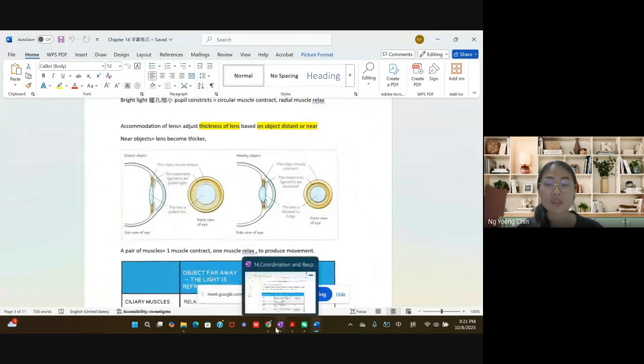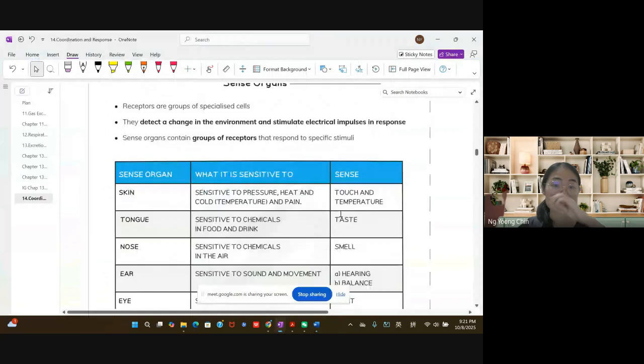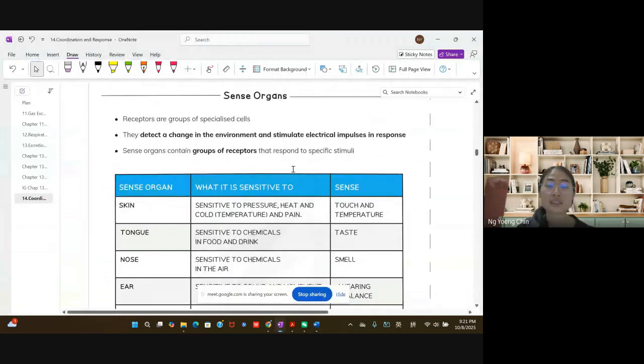Okay. We talk about the sense organ first. Sense organs can detect changes in the environment and stimulate an electrical impulse in response. This means that sense organs can sense any change that happens in the surrounding environment. They collect the stimulus and bring it back to your brain or spinal cord.